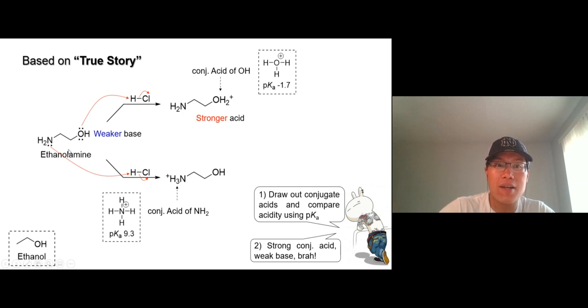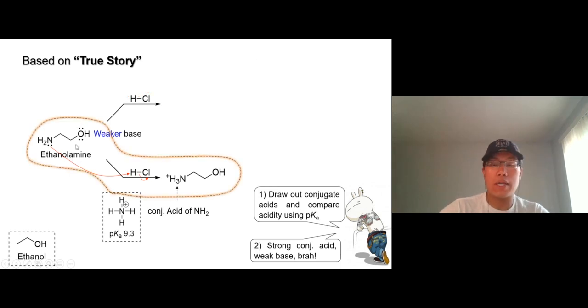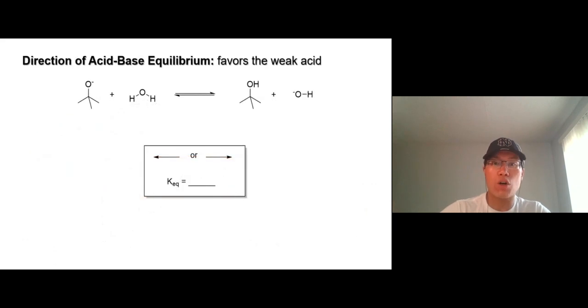So who's the stronger base? The amino group. So the amino group is going to take the proton from hydrochloric acid and go this route. That's how we do it. So we can use the pKa value to determine the basicity of the conjugate bases. All right, go to the next video.